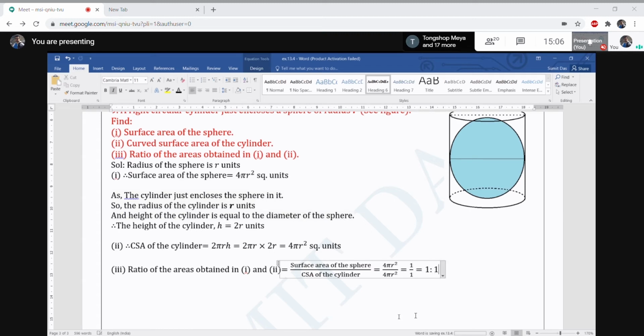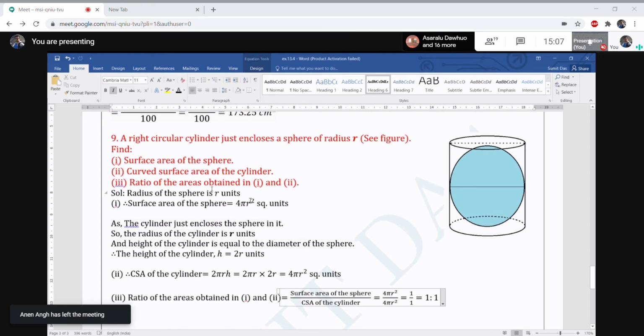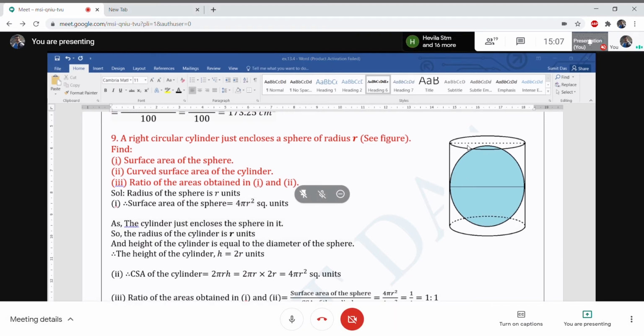Equal to 1:1. Now one very common mistake the students used to do: after that 4 pi r square over 4 pi r square, you used to write it is 1. Okay, but it is not correct. You have to write like this: 1 divided by 1, and ratio is 1:1. If you just write down one, 1 mark will be gone. So our 13.4 is done. All of these are based on very simple formulas.